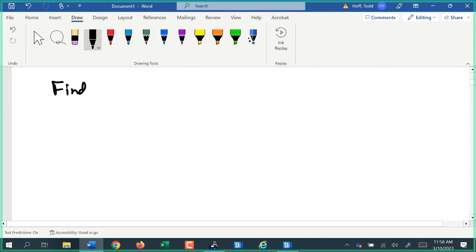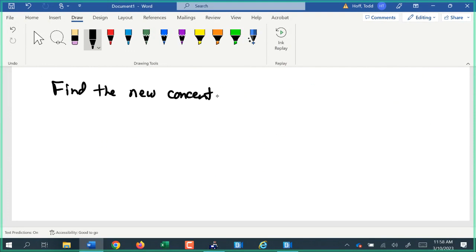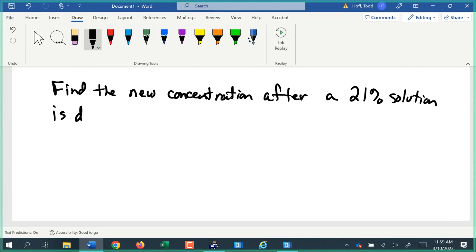We might be asked to find the new concentration after a 21% solution is diluted 2 in 7. So let's go through the whole process here and then come back and look at how the dilution ratio can be a shortcut. So we start off with 21% solution, but it doesn't give us an amount. So we can pick an amount.